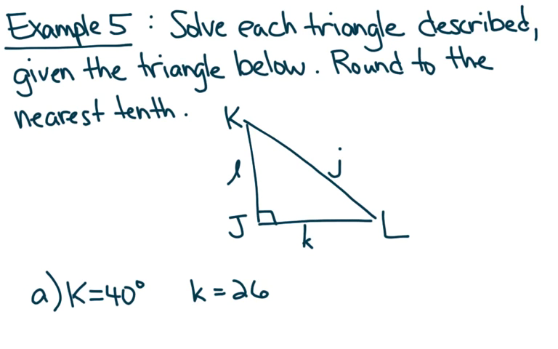The last problem we're going to talk about, example 5. Solve each triangle described given the triangle below. Round to the nearest tenth. We're going to talk a lot about solving triangles here at the end of chapter 5. To solve a triangle means to tell me all three angles and all three sides. So what I like to do is make myself a chart.